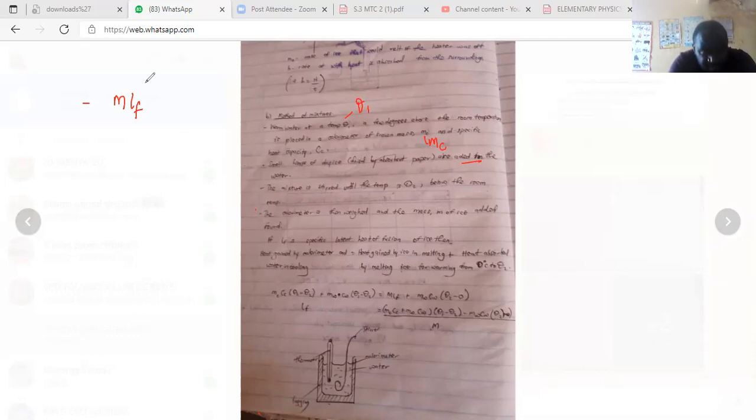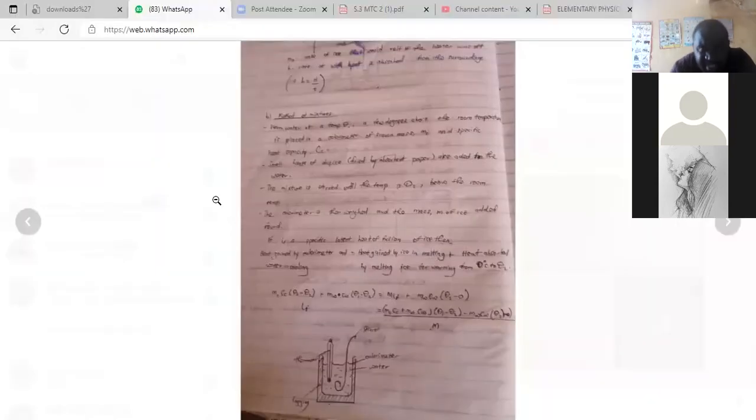If LF is the specific latent heat of fusion of ice, then the heat gained by the ice is equal to the heat absorbed in melting plus the heat absorbed by the ice for warming from 0 degrees Celsius to θ2 degrees Celsius. So we are saying the heat gained.